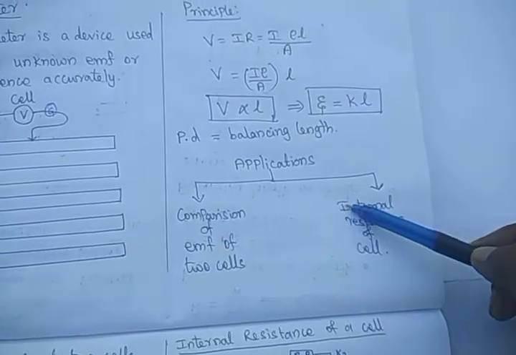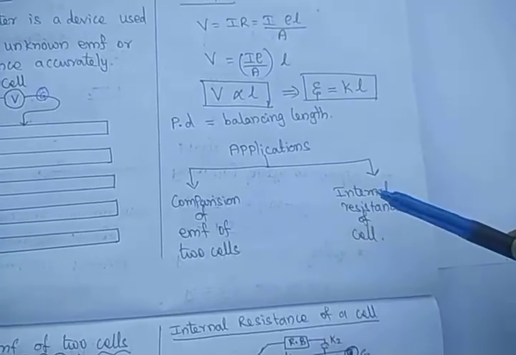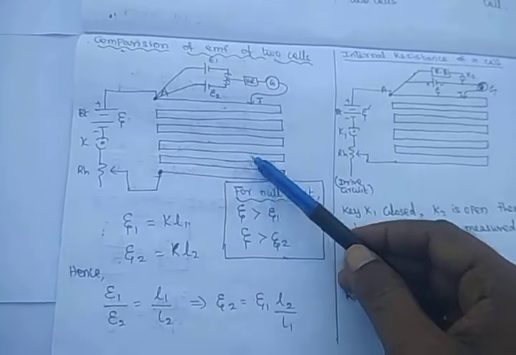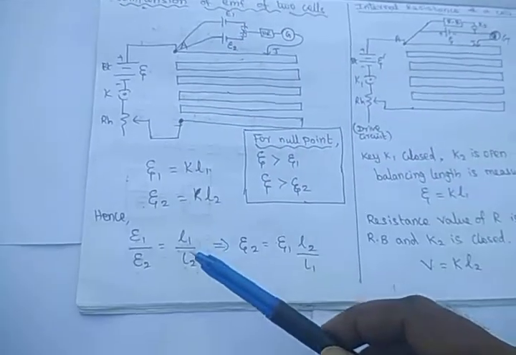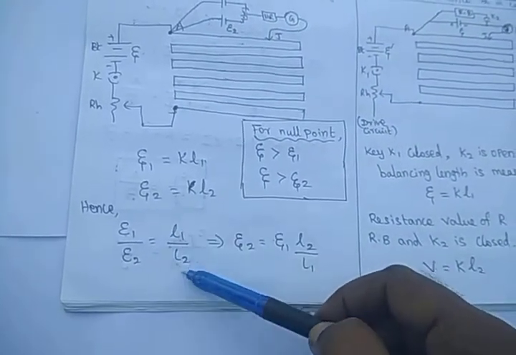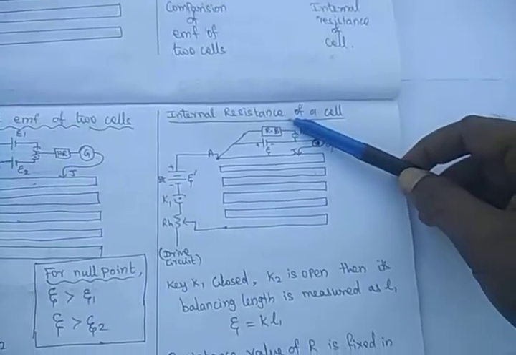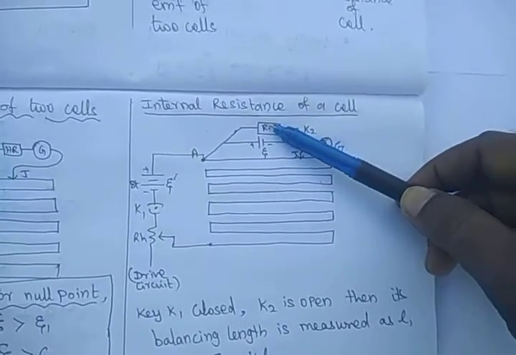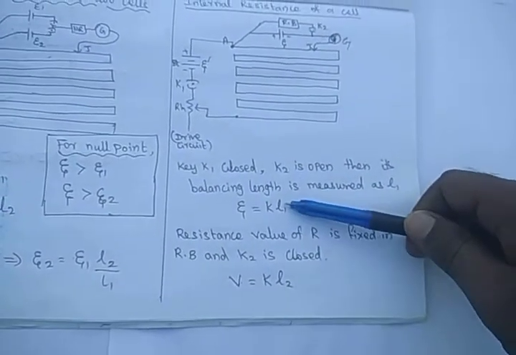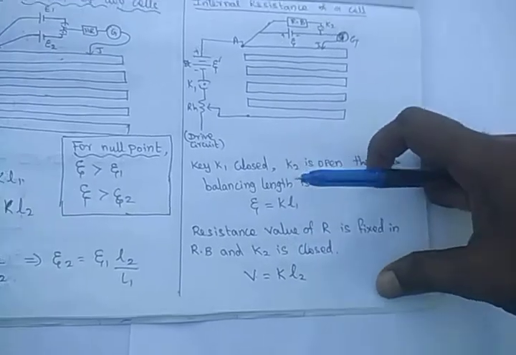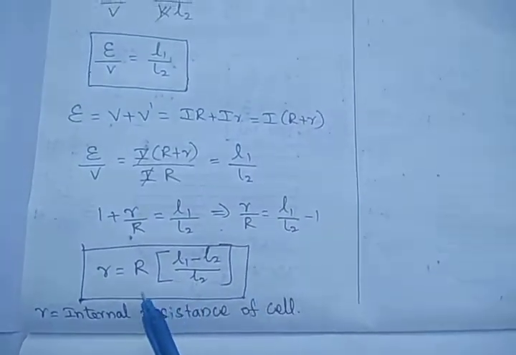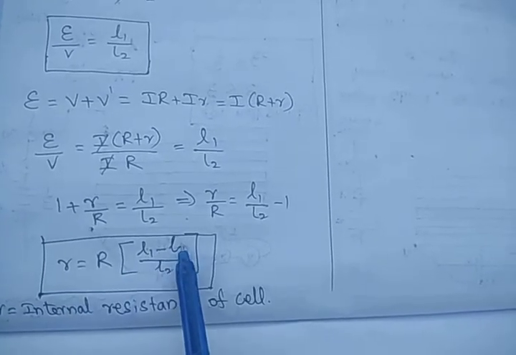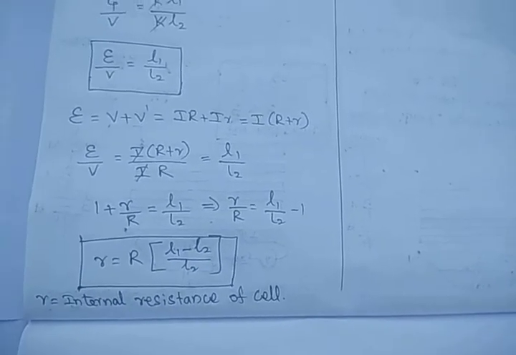We have two applications. One application is the comparison of EMF, another is the internal resistance of the cell. By comparison of the EMF of two cells, we find that E1 by E2 is equal to L1 by L2. For the internal resistance of the cell, we first include the EMF of the cell, then we include the resistance boxes. We calculate the balancing lengths L1 and L2, and finally arrive at the equation: the internal resistance of the cell r is equal to capital R into L1 minus L2 by L2. Thank you, students.